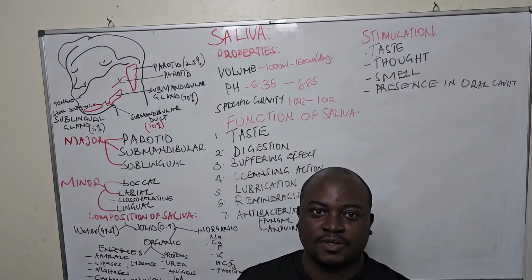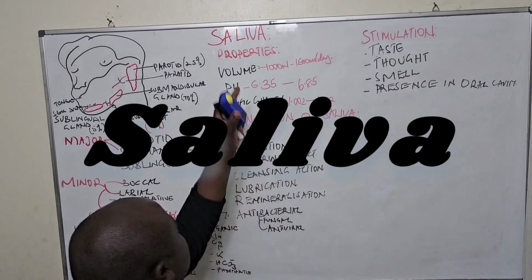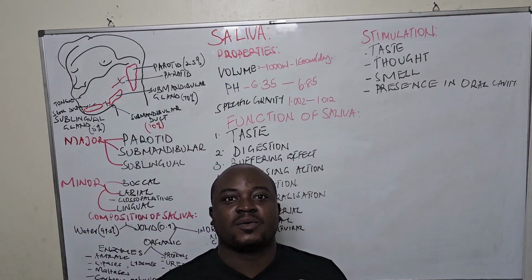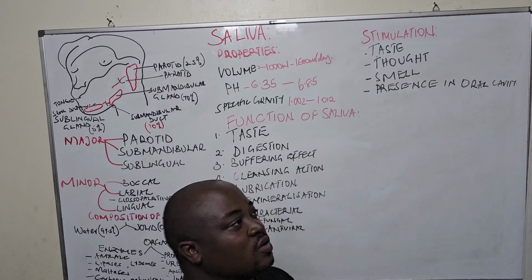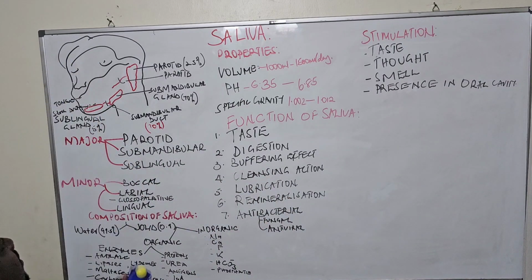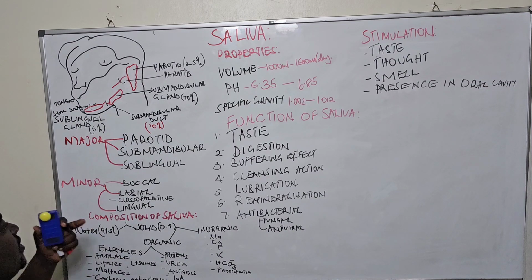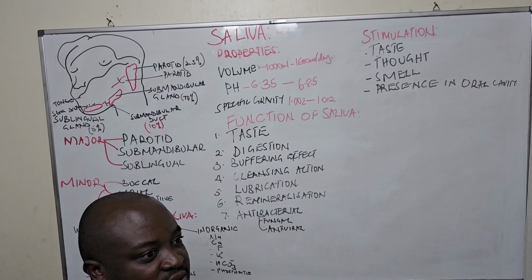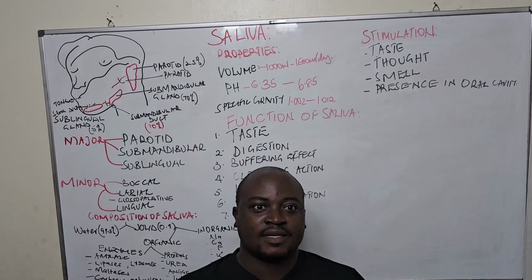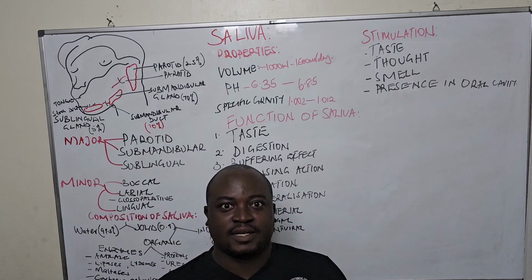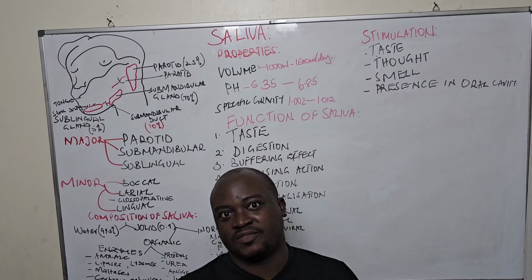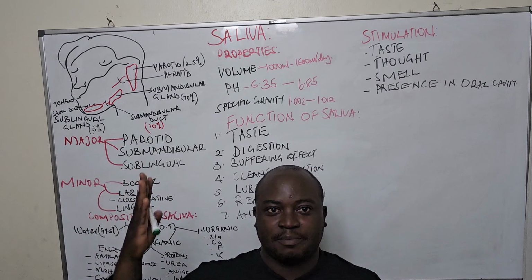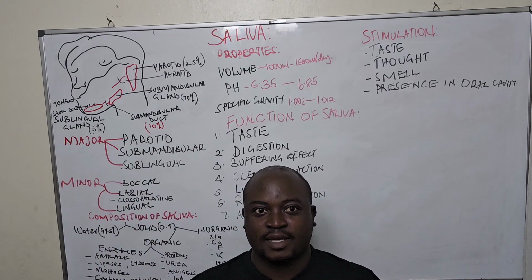So today's video, we are going to talk about saliva. Saliva is a secretion in the oral cavity, and we are going to talk about the salivary glands, the composition of saliva, the properties, and the stimulation. Saliva is produced by salivary glands. What are these salivary glands? We have the major and the minor salivary glands.